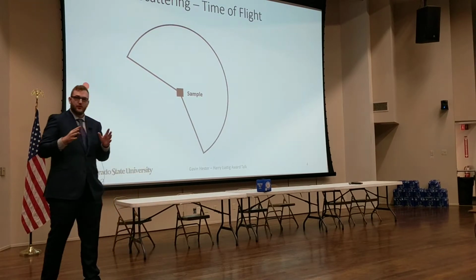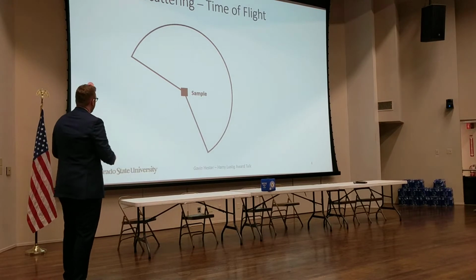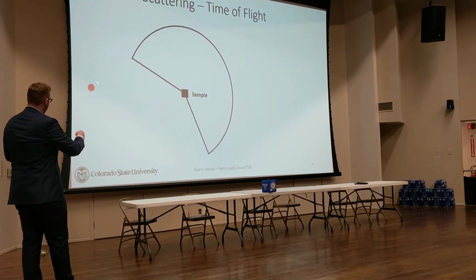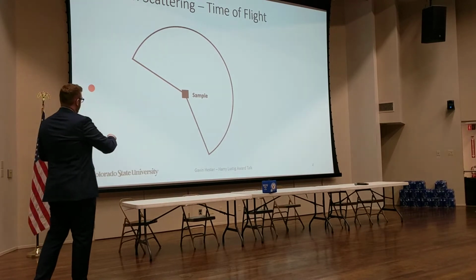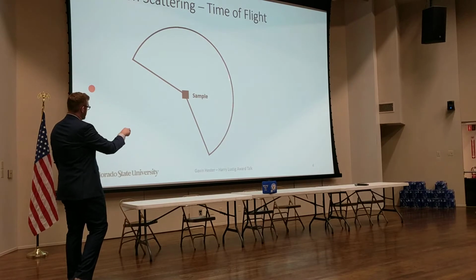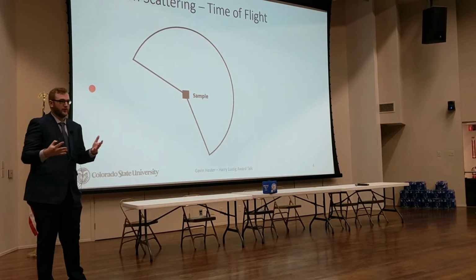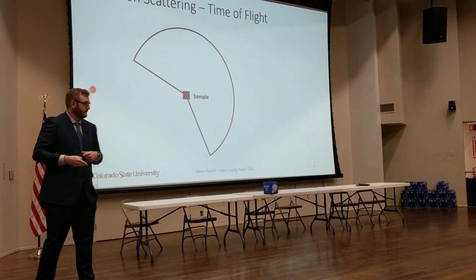So I think it's useful to also show what a neutron scattering instrument looks like, because not many people know a lot about neutron scattering. So I have kind of a crude diagram here. This red guy is the neutron. Here's kind of a crude diagram of a neutron instrument, particularly a time-of-flight instrument. So on this curved part of the line, that's where our neutron detectors are going to be, and we're going to put our sample at the center of that circle.